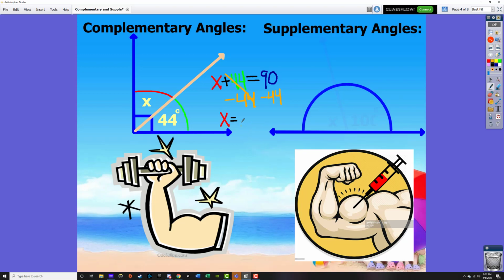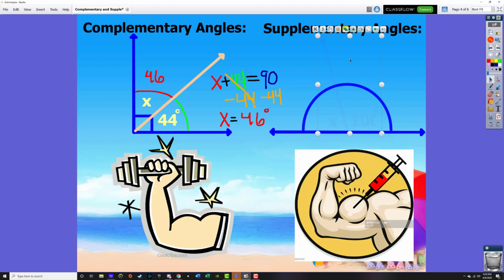Okay, and that is going to give us a total of, I'm going to write it in red, exactly 46 degrees. So this angle right here in red is equal to 46 degrees, because when we add them together, we get the 90-degree angle. And we also know that they're going to equal 90 degrees because they are complementary. So that's an example of a basic complementary angles problem.